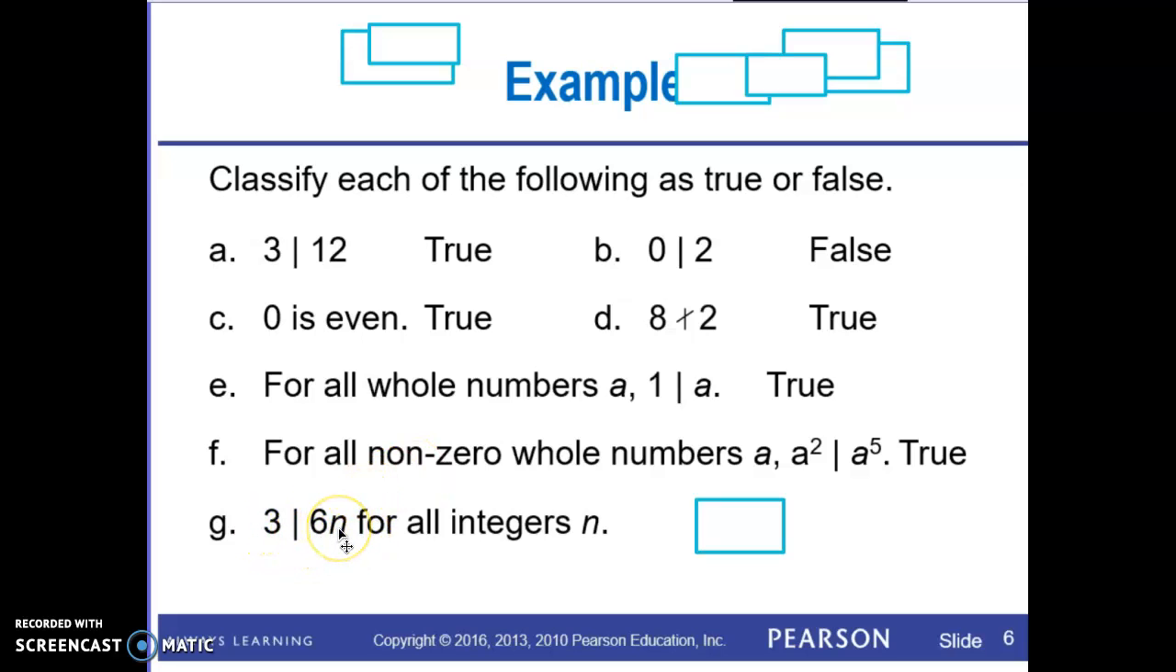3 divides 6n for all integers n. All right, an integer there being positive or negative. Well, that's going to be true. Because 3 divides 6, then anything I multiply is going to be divisible by 3 as well. So 3 divides 6, so therefore 3 divides 6 times 2, 6 times 7, 6 times 459, 6 times negative 27. All of those things 3 will go into with a remainder of 0 because 3 divides 6 to start with.